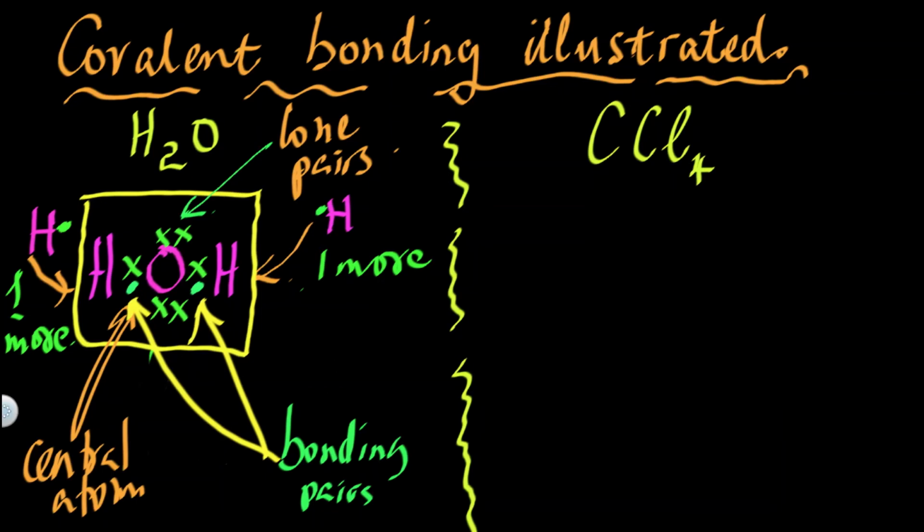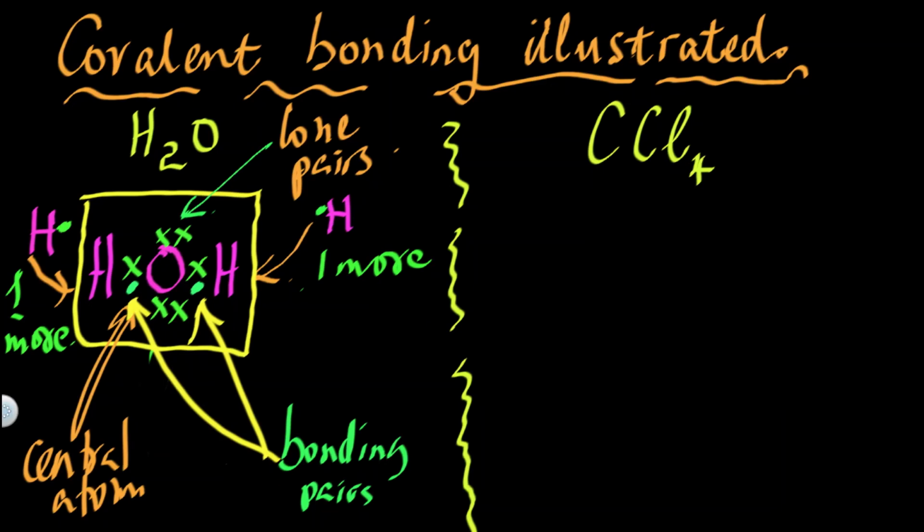Now, let us illustrate the same on carbon tetrachloride, or tetrachloromethane as it is called. In the middle, obviously we're going to have carbon. If you want to know why, carbon is the central atom because it is the atom that can form the most bonds. It can form 4 bonds, whereas chlorine can only form 1 bond. So carbon becomes the central atom.